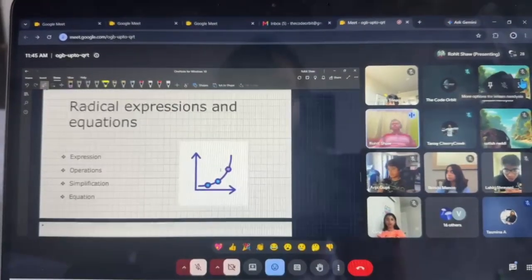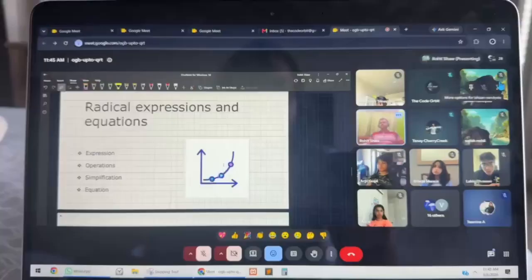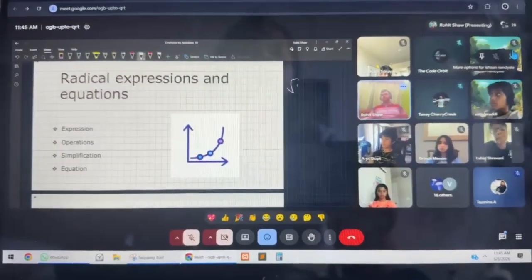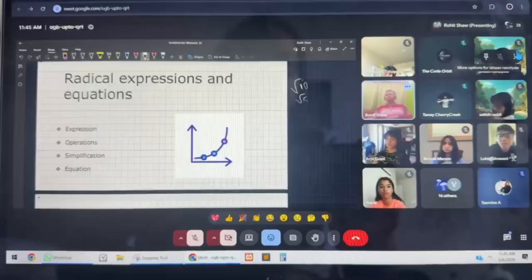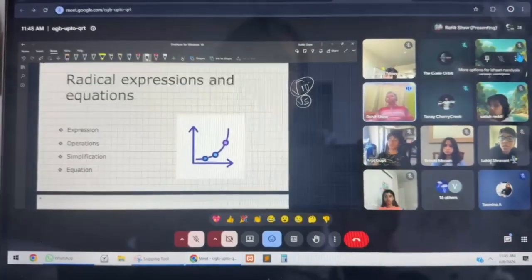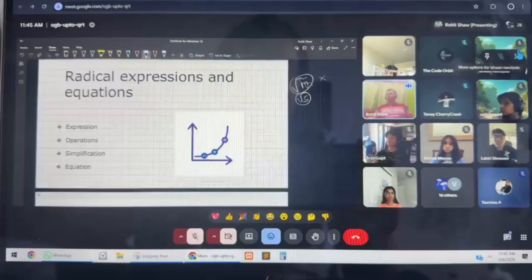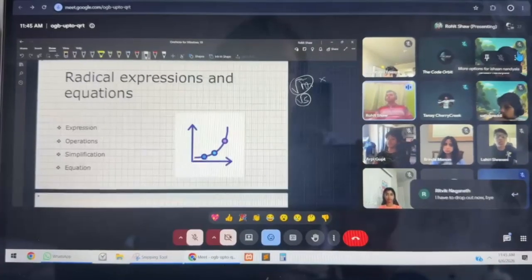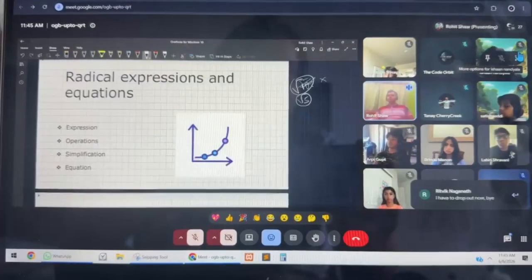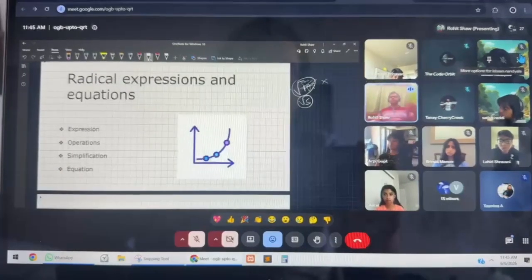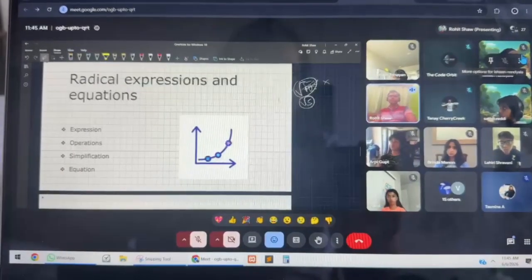After that, we will be moving to radical expressions. Radical expressions are mainly those numbers which have a root under it, like root 10, root 5. We don't know their roots because these are not square numbers, so we won't be able to find the roots of these. So how to solve this kind of equations? We will be doing that in radical expressions. We will do some operations and try to simplify them.